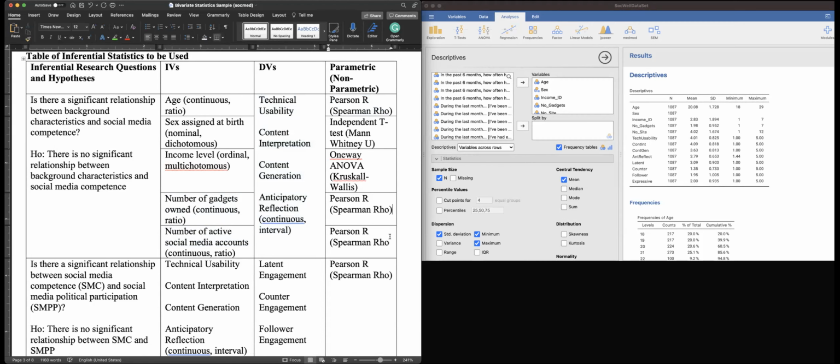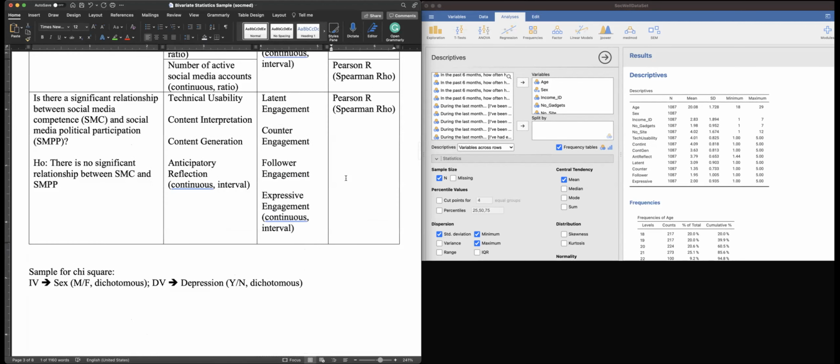Spearman-Rho if it is non-parametric. And then for sex assigned at birth, which is dichotomous, versus an interval variable, which is the social media competence, we make use of the independent t-test, or if we're doing a non-parametric, we're using Mann-Whitney U. For income level, it's ordinal multichotomous, so it's 7 categories versus the interval data, so we're using one-way ANOVA, or Kruskal-Wallis for non-parametric.